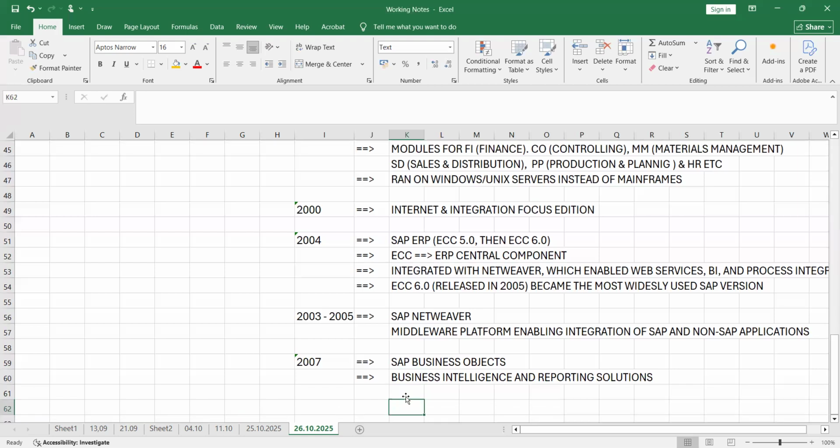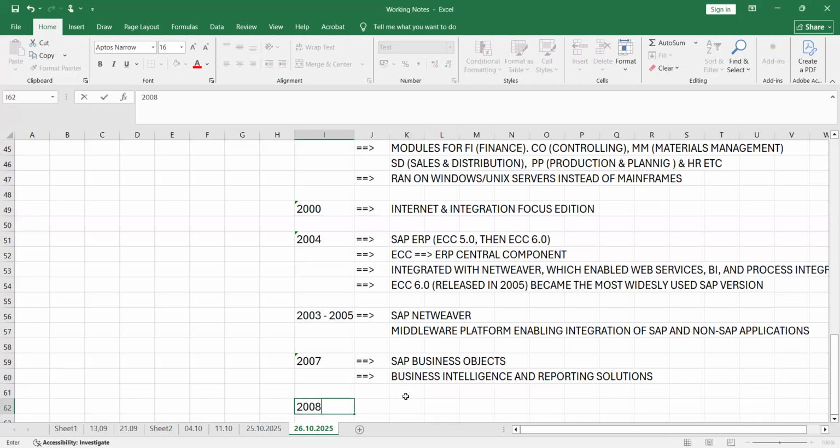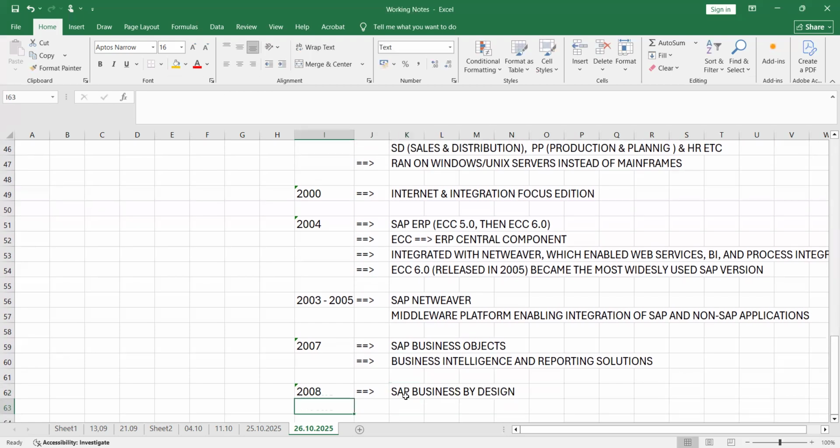Next one, in the year 2008, SAP Business ByDesign. This is another important solution. What do you mean by SAP Business ByDesign? Till 2007, they targeted only big business firms, only huge ones who can invest a lot. But from 2008, they started focusing on small businesses also.